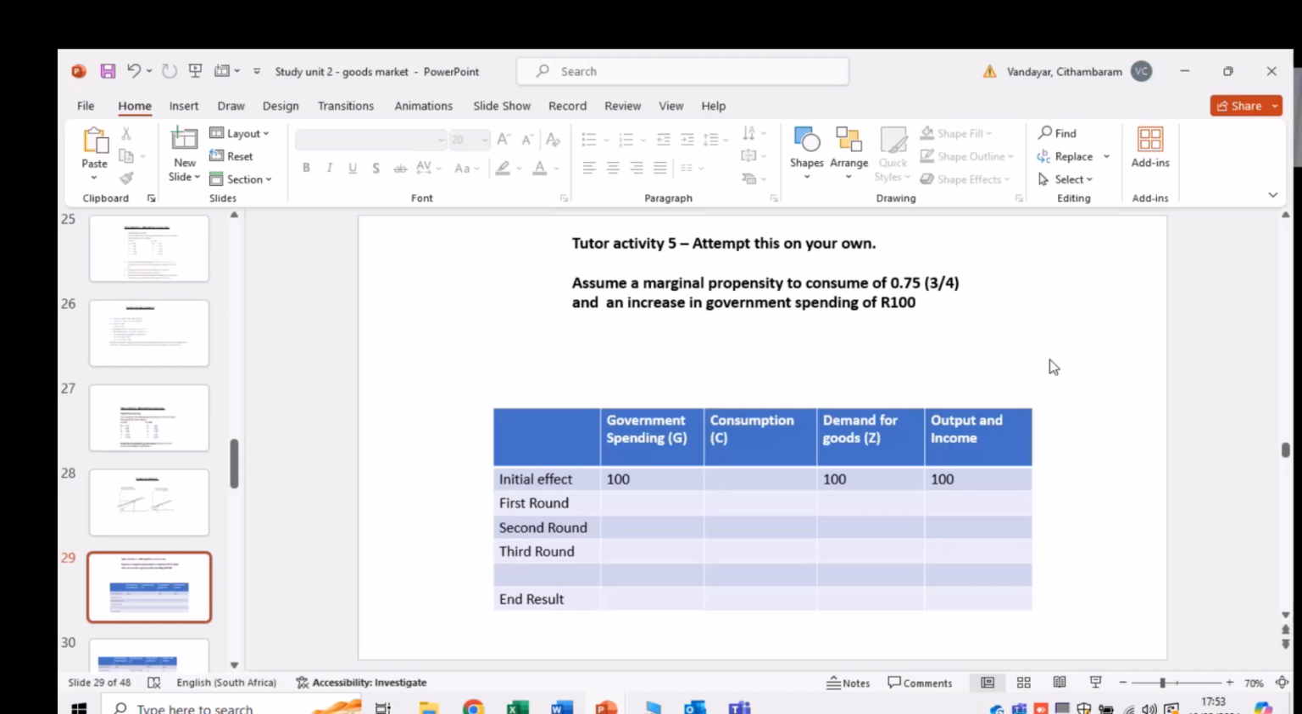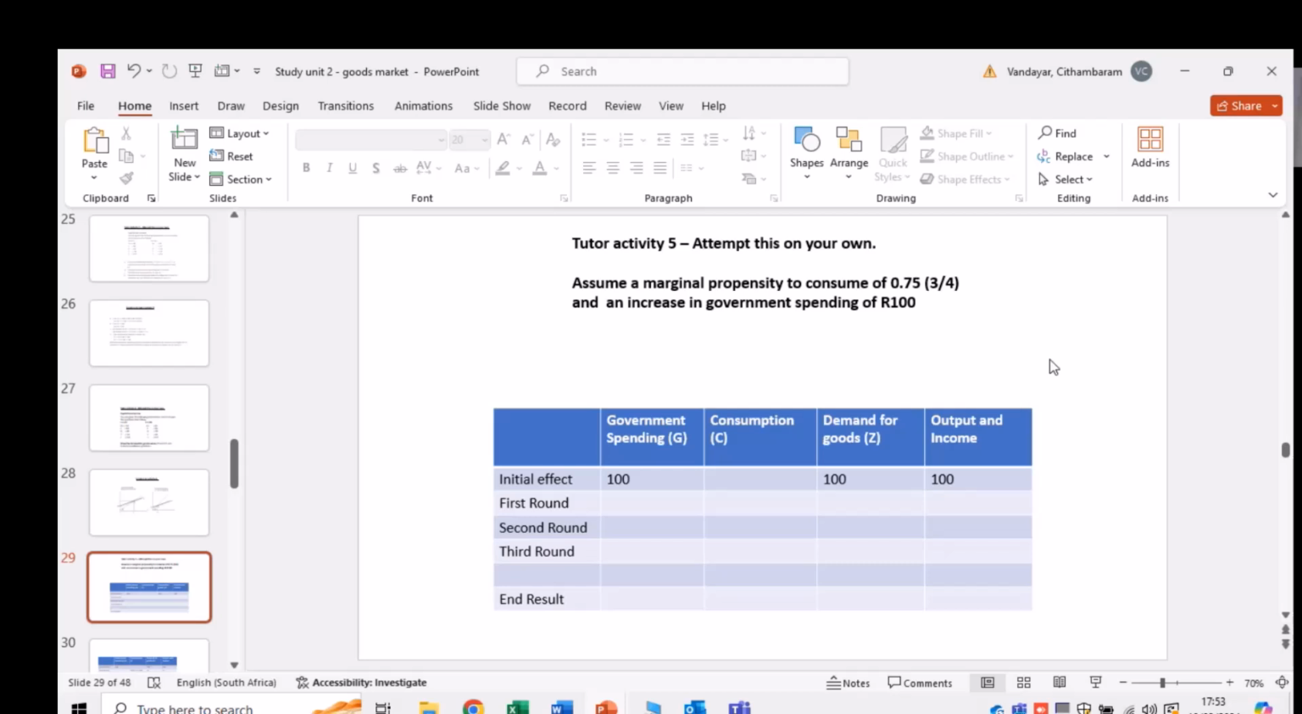And we're saying that the initial injection will lead to a greater than change in the level of income and output because of the multiplier. So the first thing we need to do to be able to answer this question is, what is the multiplier? How do we calculate the multiplier? The multiplier is 4. Right, so your multiplier is 4. Now, your government spending is 100. The demand for goods is 100. And your level of income and output is 100.